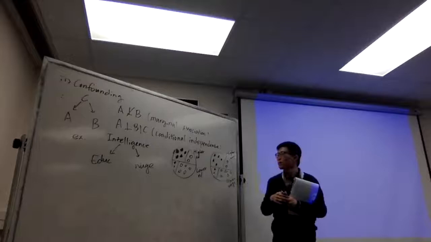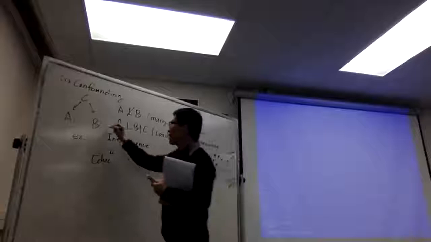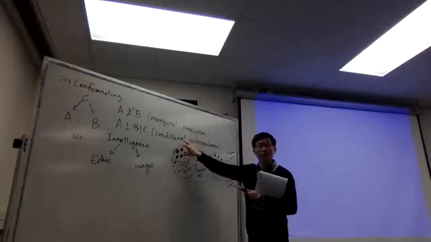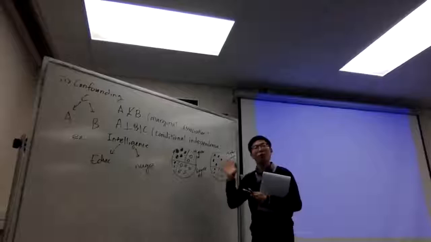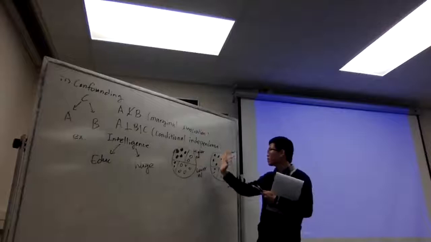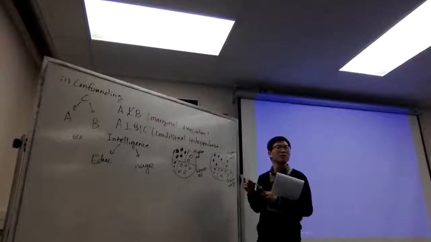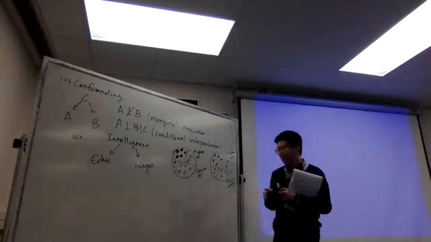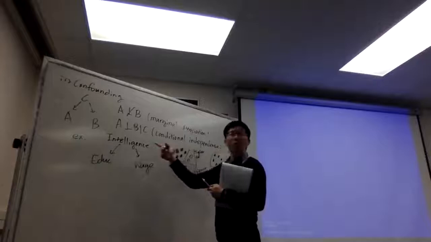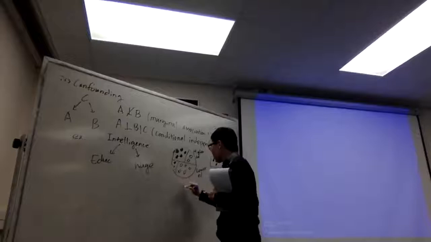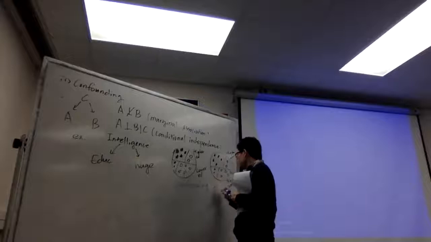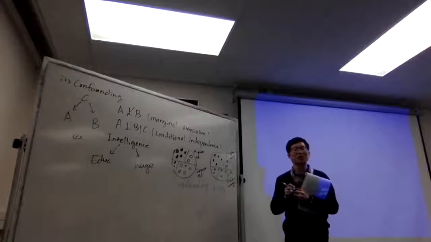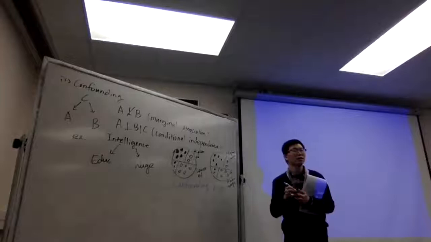But then, if you control for intelligence, or just look at intelligent people, 5 to 5, 2 to 2, then there are no patterns, right? Higher education does not increase the chance of higher wages. Does that make sense? Good. Any questions so far? So if you don't control for intelligence, then you would be subject to confounding bias. So in this case, you should control for intelligence. Right?